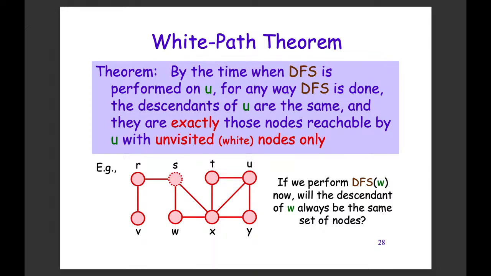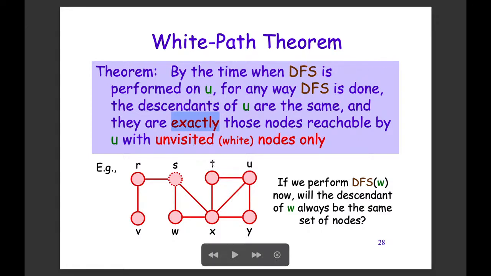First of all, who will be visited? They must be white nodes connected by white nodes from the current node. On the other hand, we have the converse: any node connected using a white node path must be visited. So this is an if and only if. Let's try to see why this is correct.